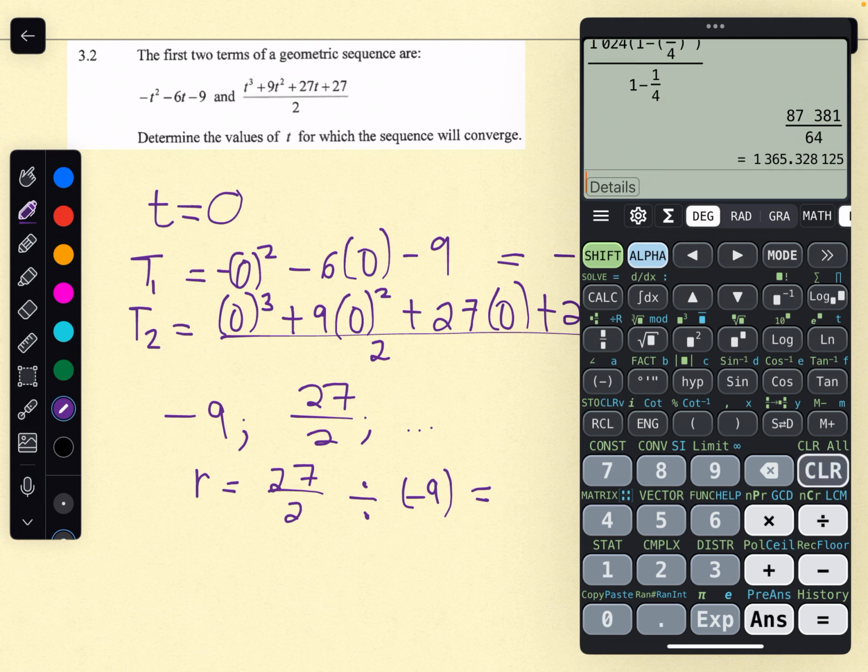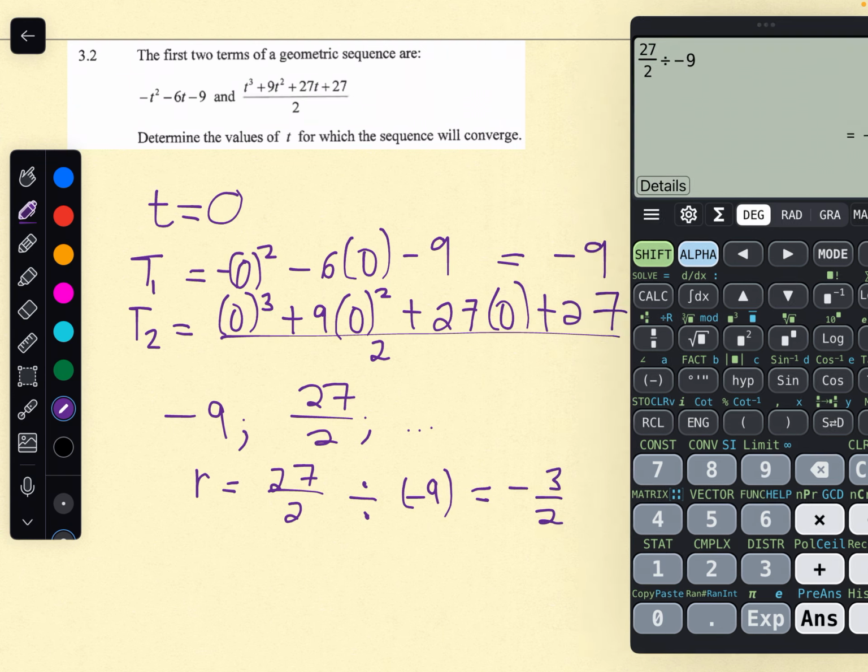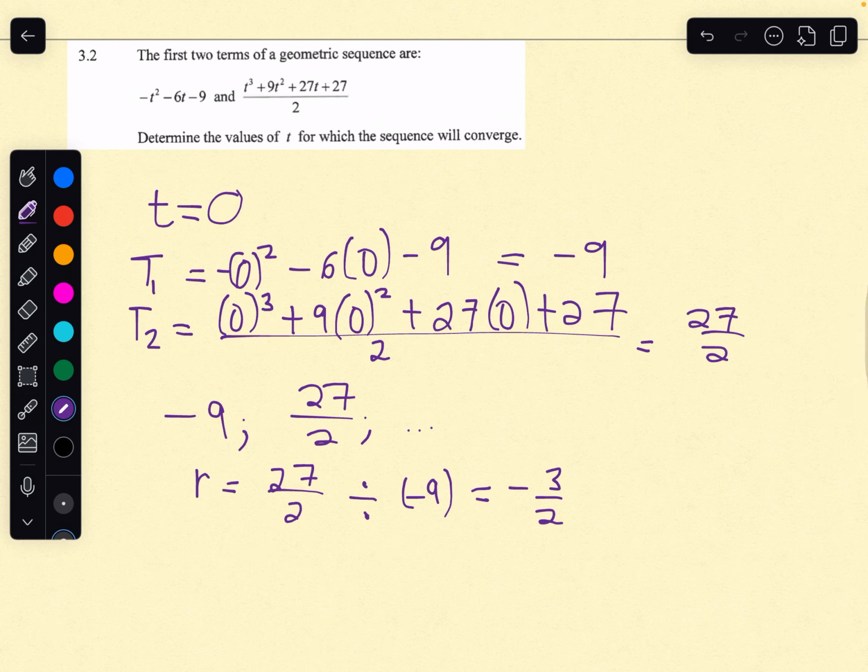In my previous videos I was in the mood for mental maths, but now my 30-year-old brain is like, nope, I don't want to do it. So calculator is our friend. This would be minus 3 over 2 as the common ratio of this geometric sequence, minus 1.5. So this wouldn't work. Our sequence will not converge because this r is not in the right range. More importantly, this gives us an idea of what equation we're trying to solve.